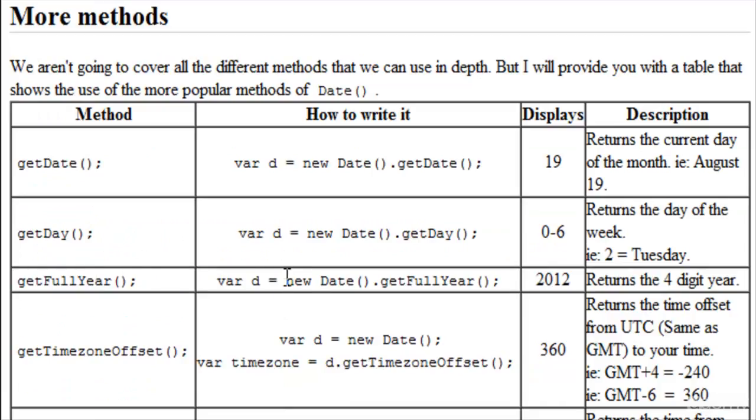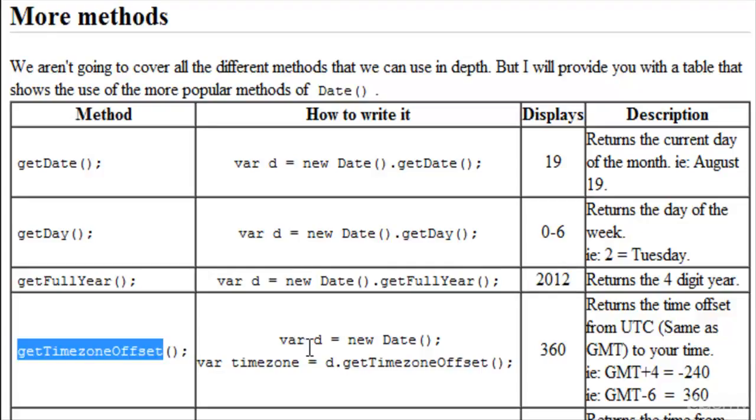Then we have getFullYear. Variable d is equal to new Date, and every date method starts with this. So to get this, we just write new Date().getFullYear(). Remember, case sensitive, returns the 4-digit year. Example, 2012, 2013, 2014, 2015.